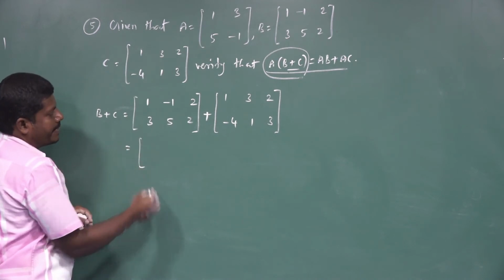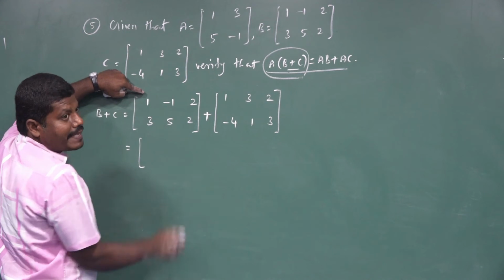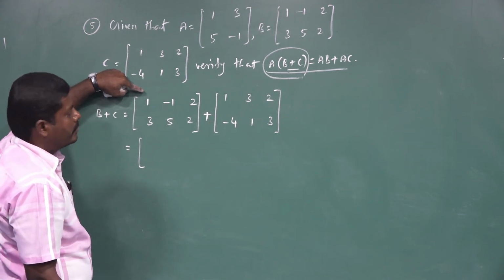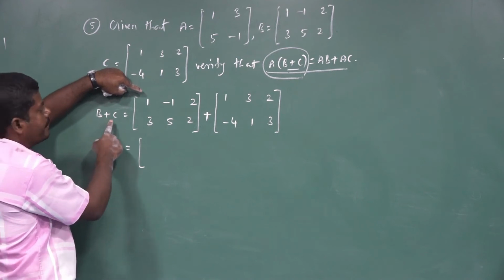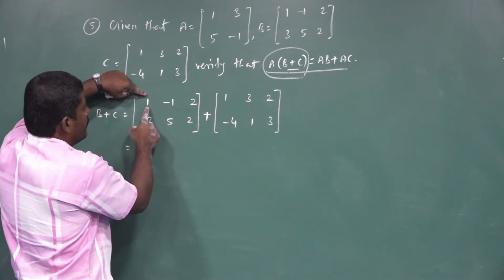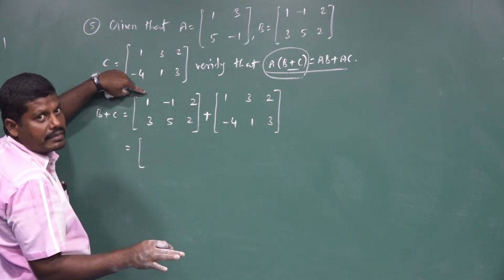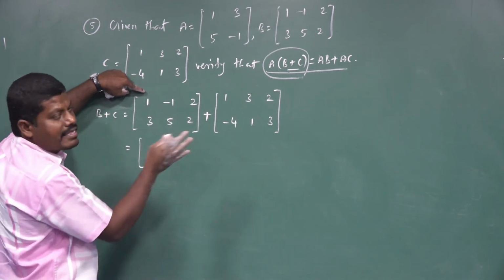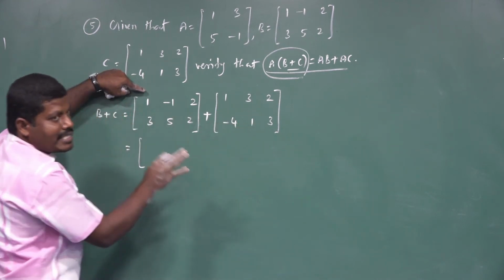Adding these two matrices, you want to add corresponding elements. So adding means corresponding elements only you want to do. Don't multiply both the matrices. Understand? This is addition. The order of the two matrices is the same, therefore addition of two matrices is possible. So we can add both the matrices because orders are the same. This is a 2 by 3 matrix, this is also a 2 by 3 matrix, so addition is possible.